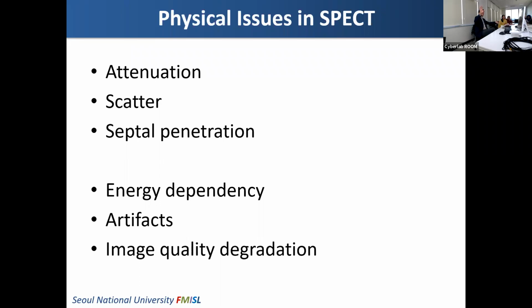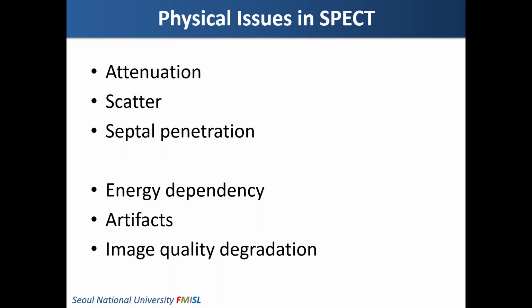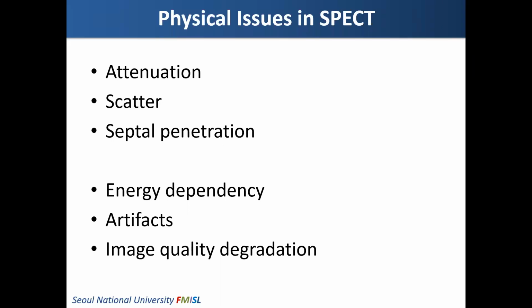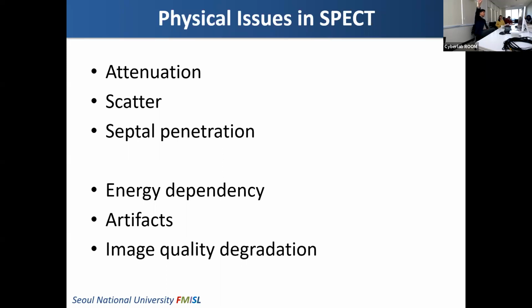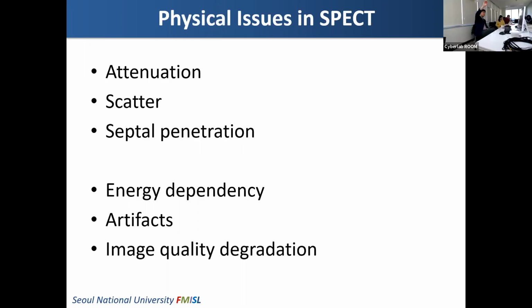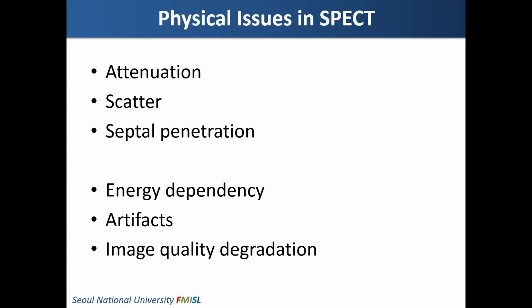We have some physical issues in SPECT. Those include attenuation and scatter of the gamma rays, and septal penetration. Attenuation depends on the energy of the gamma rays, and they cause the image to be degraded.